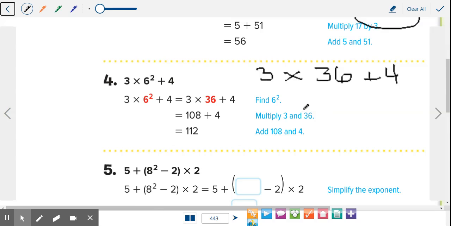Oh, should be 3 times 36. 108. So 108 plus 4. And then all we got left is the addition, so add it up and we get 112.